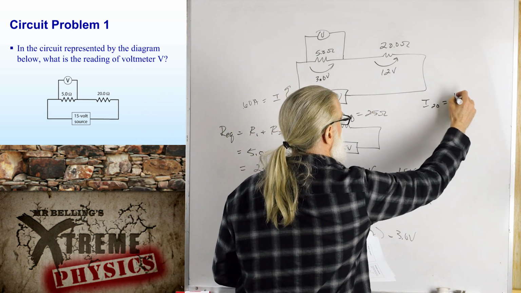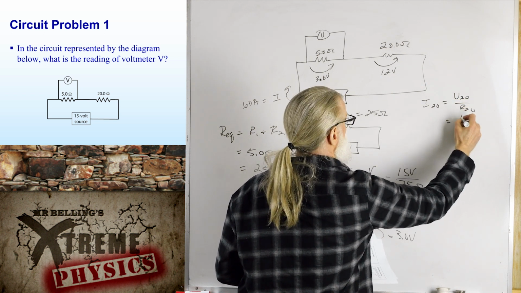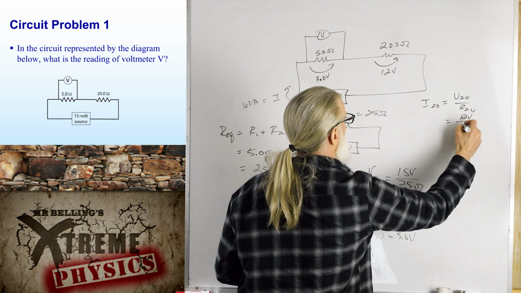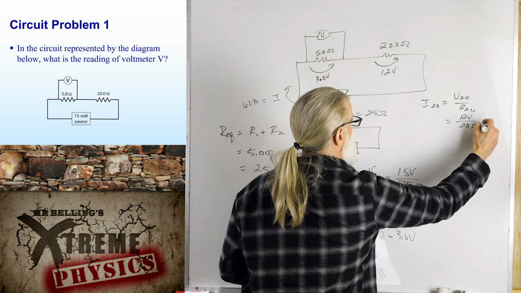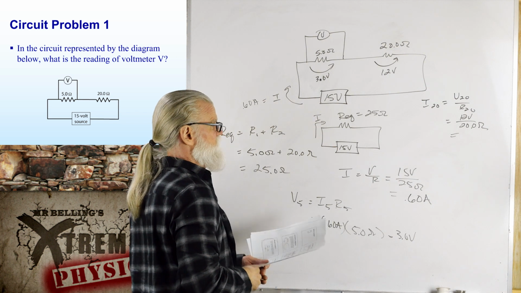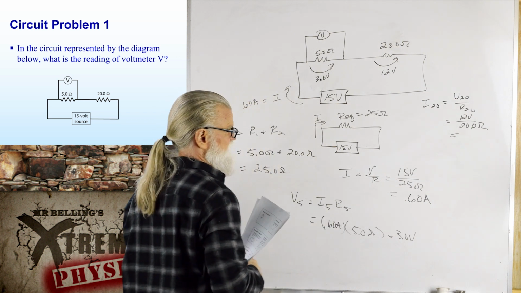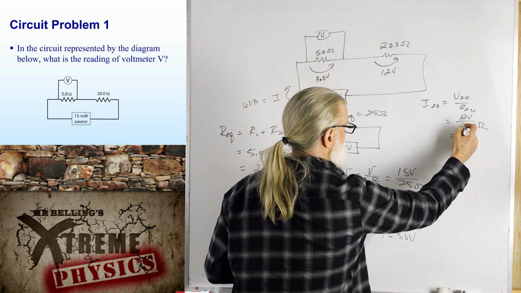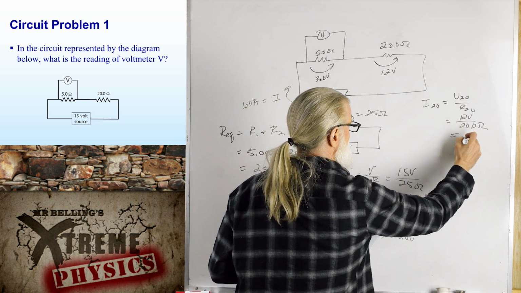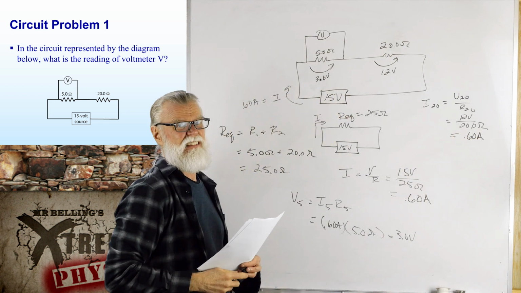I20 equals V20 over R20 equals 12 volts divided by 20 ohms. Is 12 divided by 20 indeed 0.6? It is. Because if I cut that in half, yes, 0.6 amps. Oh, it works nicely.